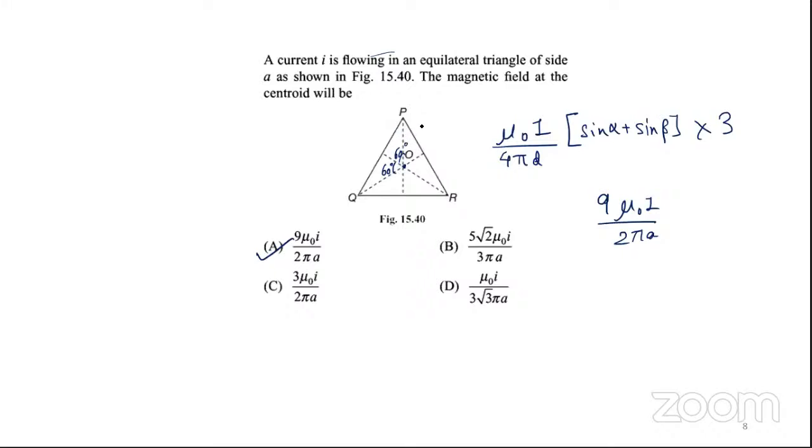This is an equilateral triangle, right? So the angle which will be formed between these three is 120. So alpha and beta in this formula are the angle made with the perpendicular bisector towards the ends. Alright, so that is why it is 60 and 60.